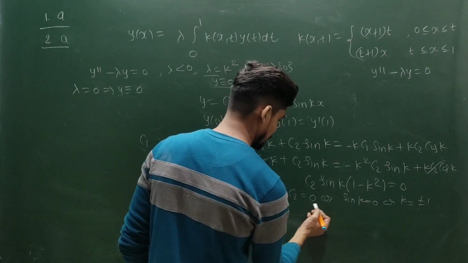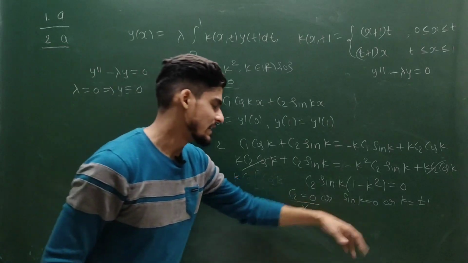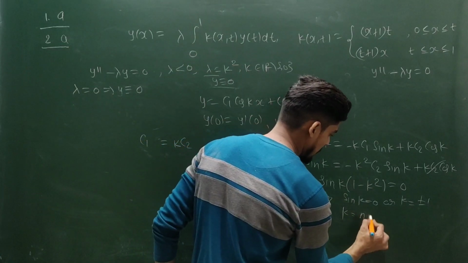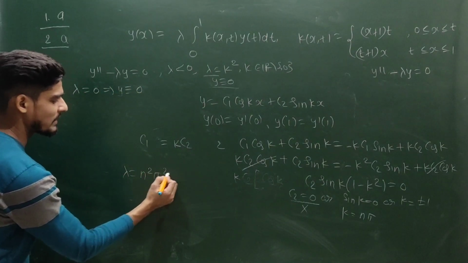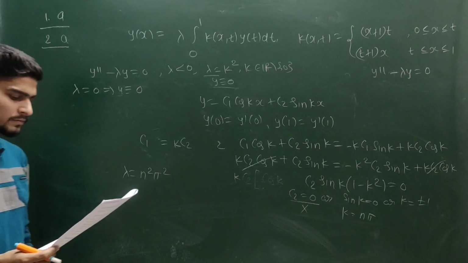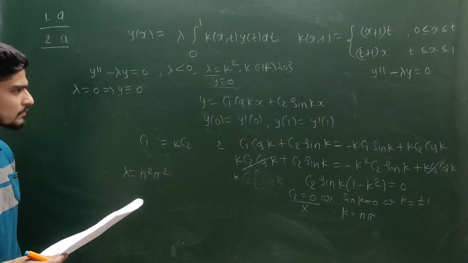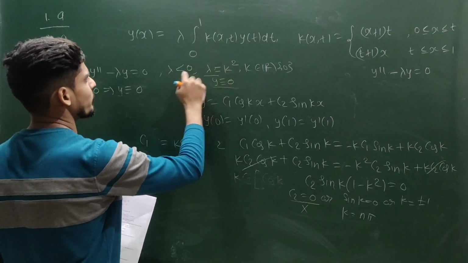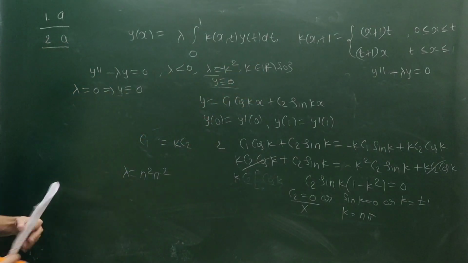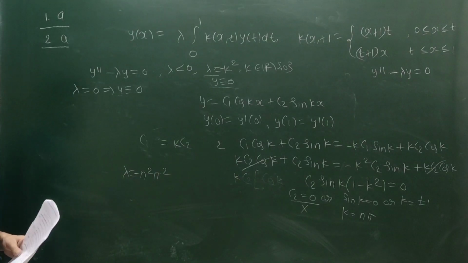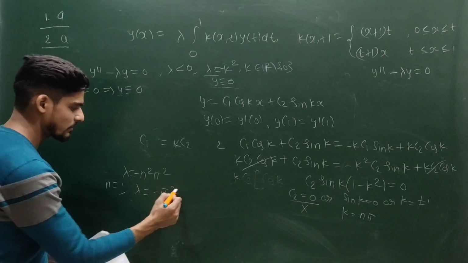If you choose C2 to be 0, your C1 will be 0, so we cannot take this. If your sin k is 0, then my k will be n pi, so my lambda will be n square pi square. If you observe option D, okay, here I have committed one mistake. If your lambda is negative, then it will be minus k square, where k is a non-zero real number. So my lambda will be minus n square pi square. So if I choose my n to be 1, my lambda will be minus pi square.